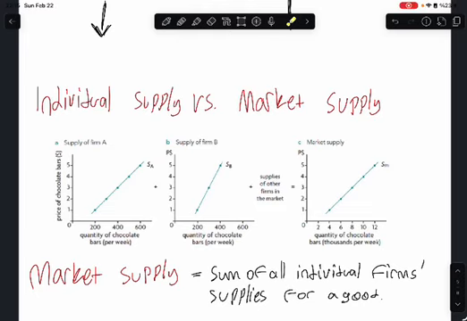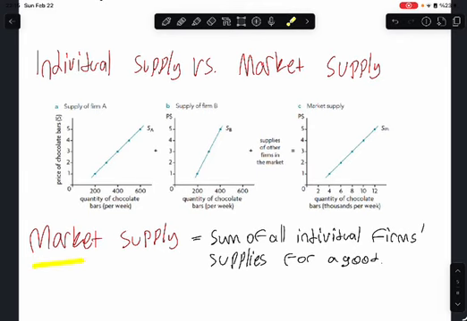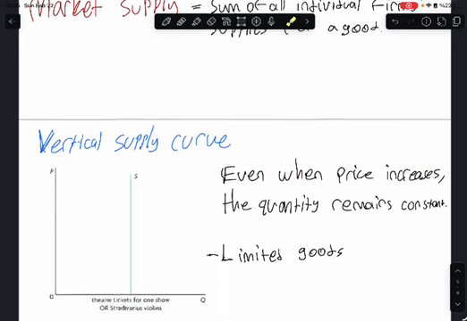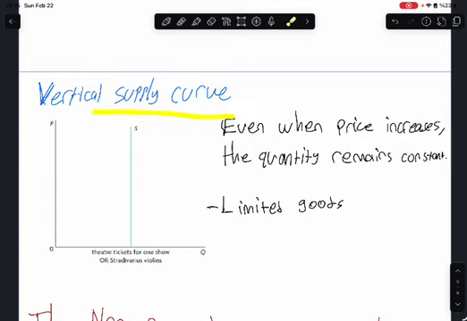So let's move on to individual supply and market supply. It's almost exactly the same as demand. We have the supply of firm A and the supply of firm B, and we can conclude the market supply by combining and taking the total of the supplies of other firms in the market. So we can say that market supply is the sum of all individual firms' supplies for a good or a service.